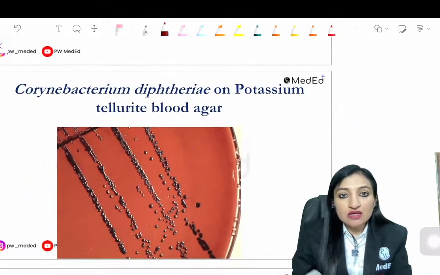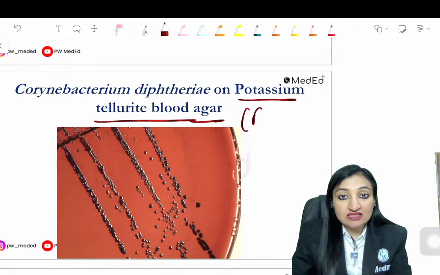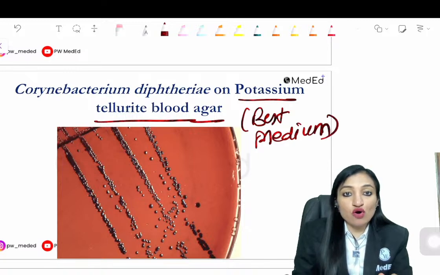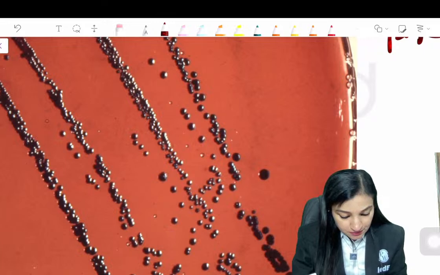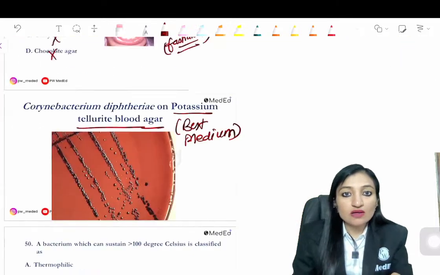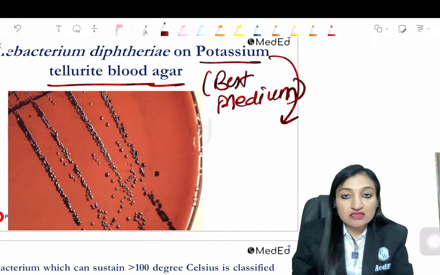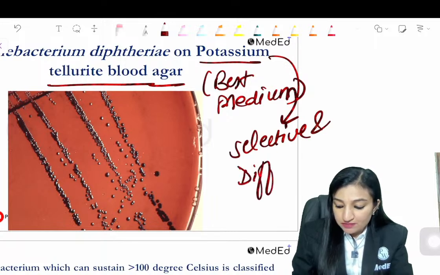Okay, now look at this. The best medium for growth of Corynebacterium diphtheriae is potassium telluride blood agar. This is the best medium, and on this medium black colored colonies are formed, as you can see in this picture. All right, so potassium telluride blood agar is an example of a selective medium and a differential medium.